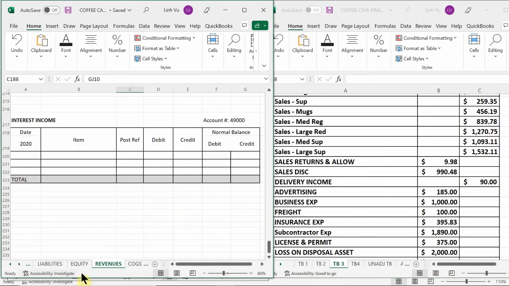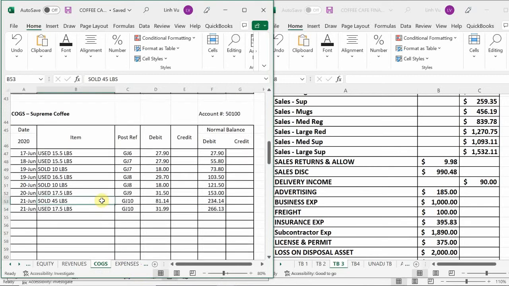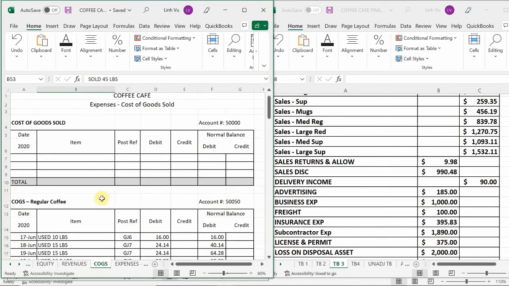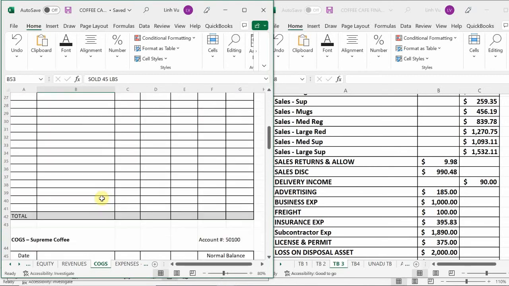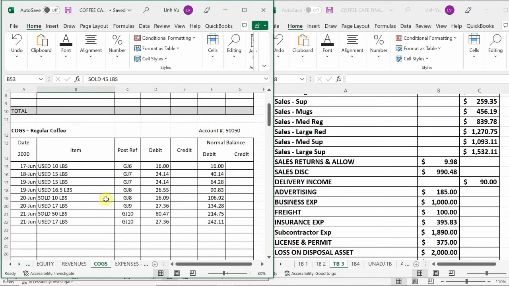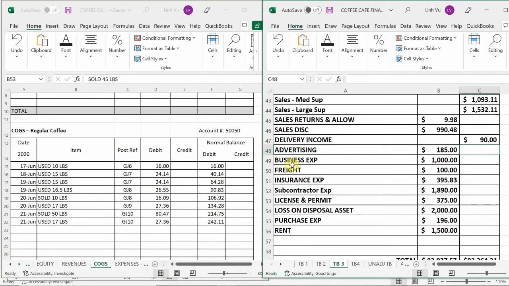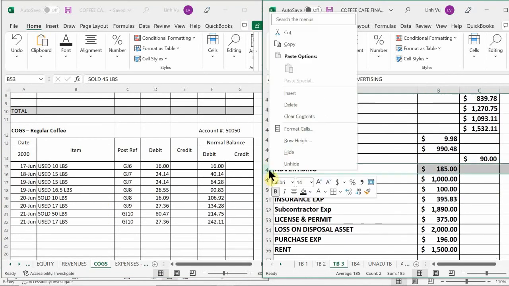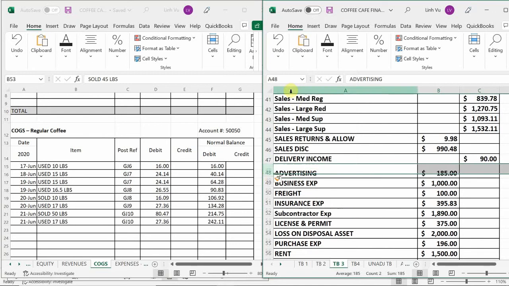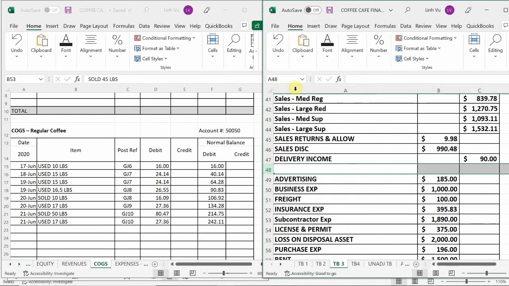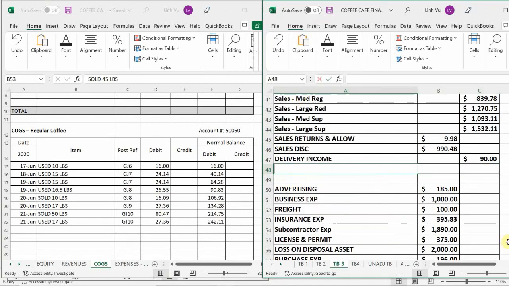No. Okay. So I got some cost of goods sold. I only have two accounts because I only dealt with my regular coffee and my supreme coffee. So let me go ahead and put those two in there. Insert. So COGS regular coffee and COGS supreme coffee.